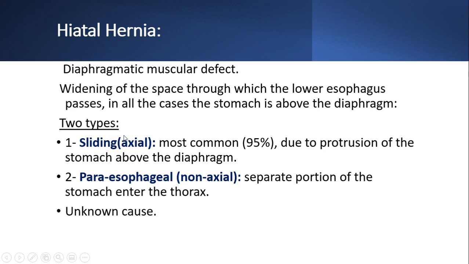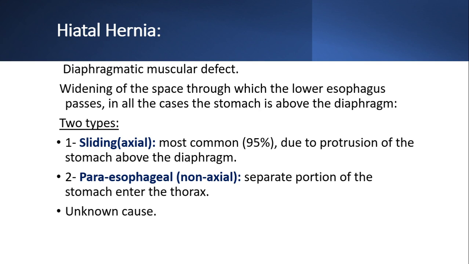The most common type is called sliding or axial type, due to protrusion of the stomach above the diaphragm. The paraesophageal or non-axial type is about 5%, a rare type, where a separate part of the wall of the stomach will enter the thorax.